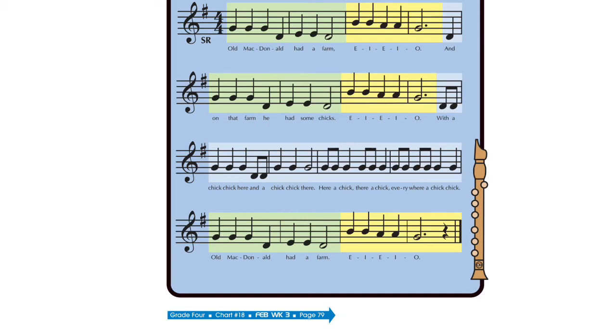Just that. It's "with a chick here." That's where I'm talking about in the song. D, D, G, G, G. I'll play it, then you play it. And then look, we keep going. "And a chick there." It's really the same thing, except the last G is longer. It's a half note. So it goes D, D, G, G, G.